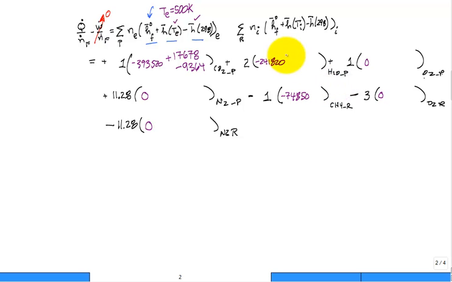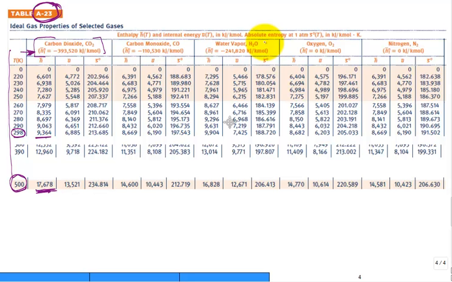So it's going to be plus a value. Let's go here. We have to find the water vapor column. Notice our molar enthalpy of formation is repeated. Good. We come down. We need it at 500 Kelvin, and then we subtract the value at 298 Kelvin.